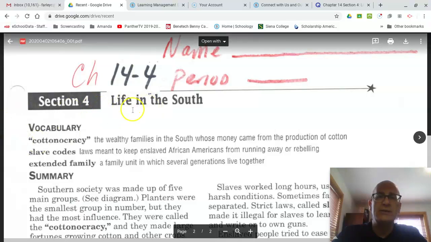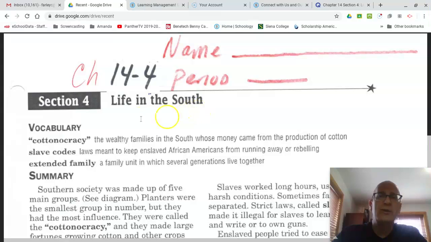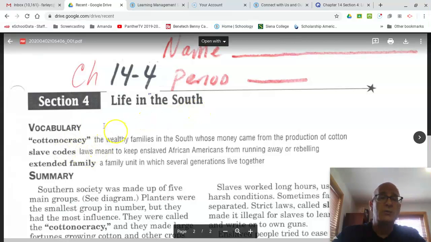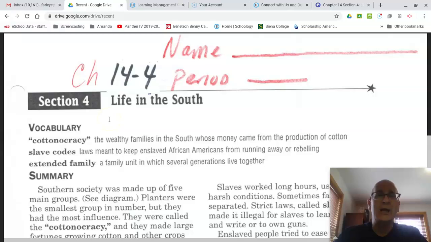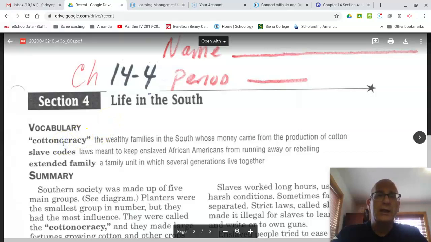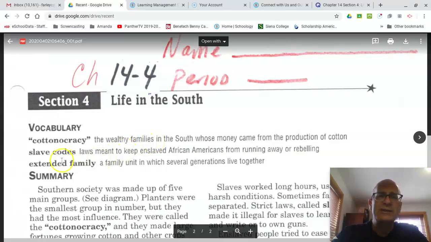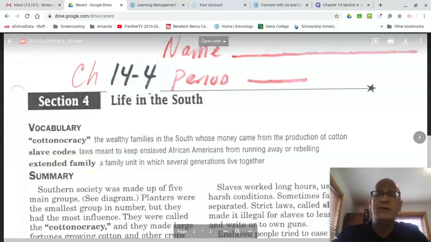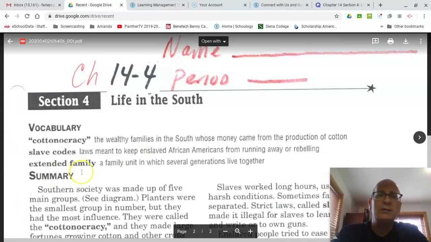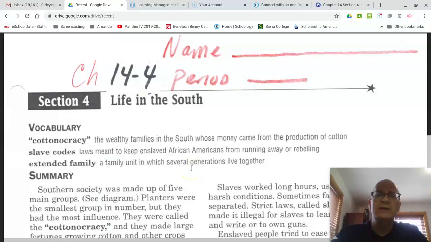The vocab, there are 3 terms that you'll need to be familiar with. They all appear here as well. First term is cottonocracy, right here. Cottonocracy are the wealthy families in the South whose money came from the production of cotton. Second term is slave codes. We've seen this before. The slave codes were laws that were meant to keep enslaved African Americans from running away or rebelling. And the third word, again, a word we saw earlier in the year, extended family, is a family unit in which several generations live together.